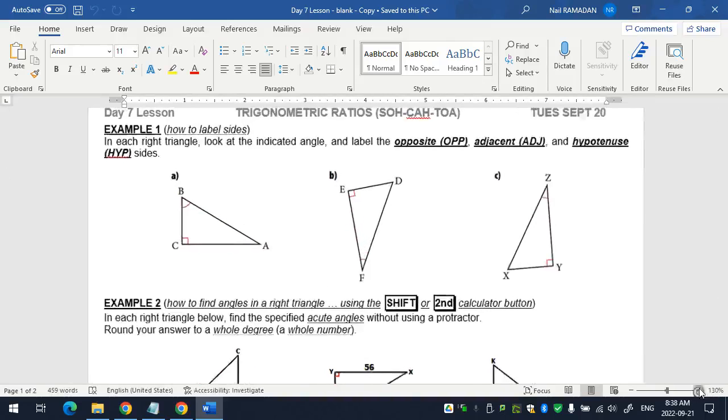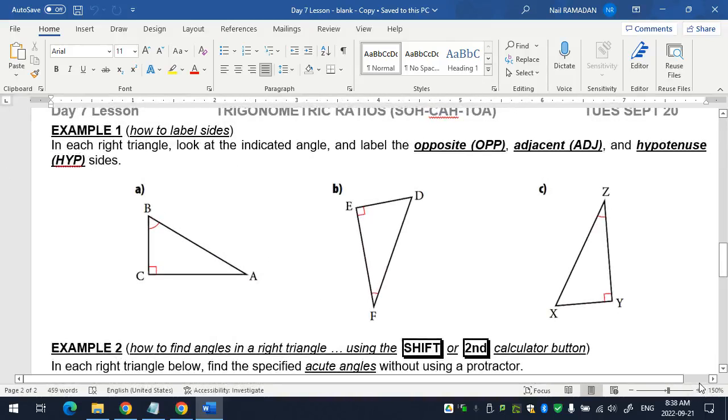First question, it might seem to be so easy that we don't need it, but it's actually very central. It's the base. It's not even step 1 of the problem. It's step 0. So the first question is saying how to label sides. So in each triangle, obviously in each what?